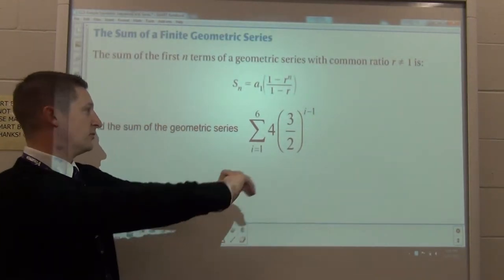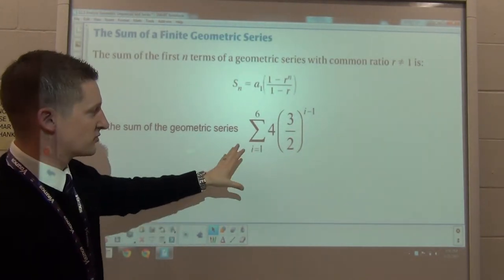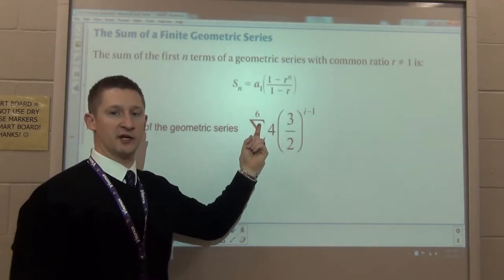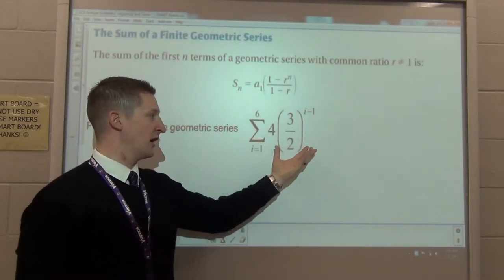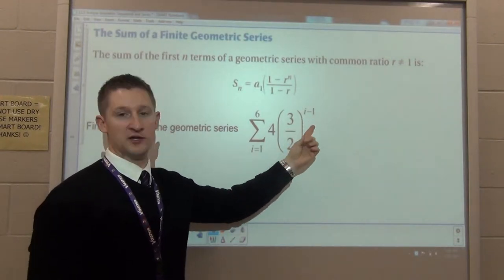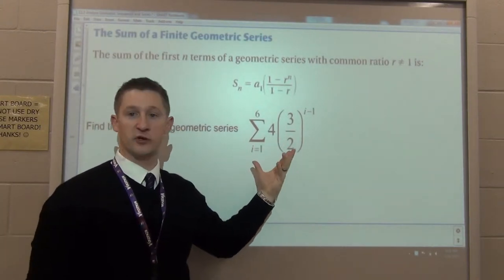So our first example, we are told to find the sum of the geometric series shown here. This is written in sigma notation. Our lower limit is 1 and our upper limit is 6. So we're looking at the first 6 terms, and each term is based on this rule: 4 times 3 halves to the i minus 1. So 3 halves is our common ratio. 4 must be our initial term, or first term.